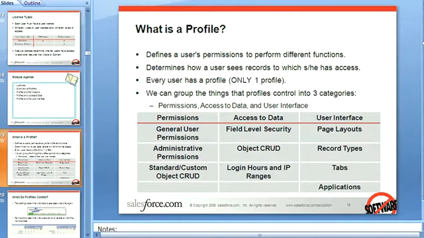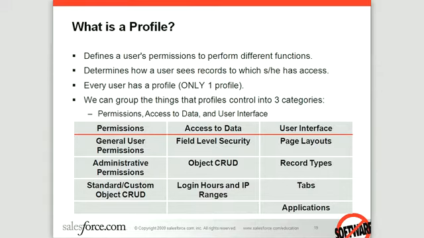So when you assign a profile to a user, what does that determine? Well, it determines three categories of things. One is permissions. Permissions are split into two different categories: user permissions, and then administrative permissions.